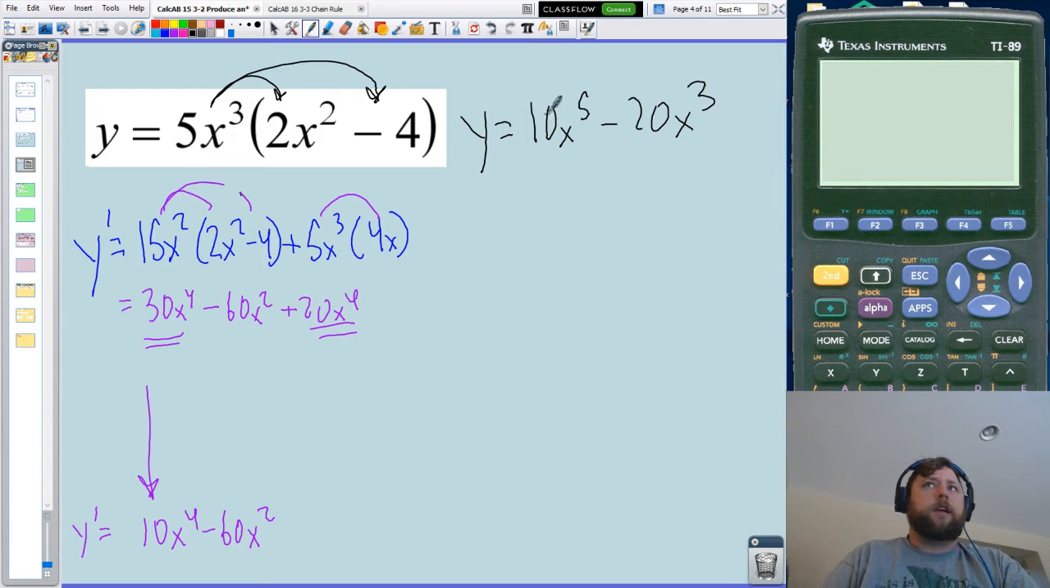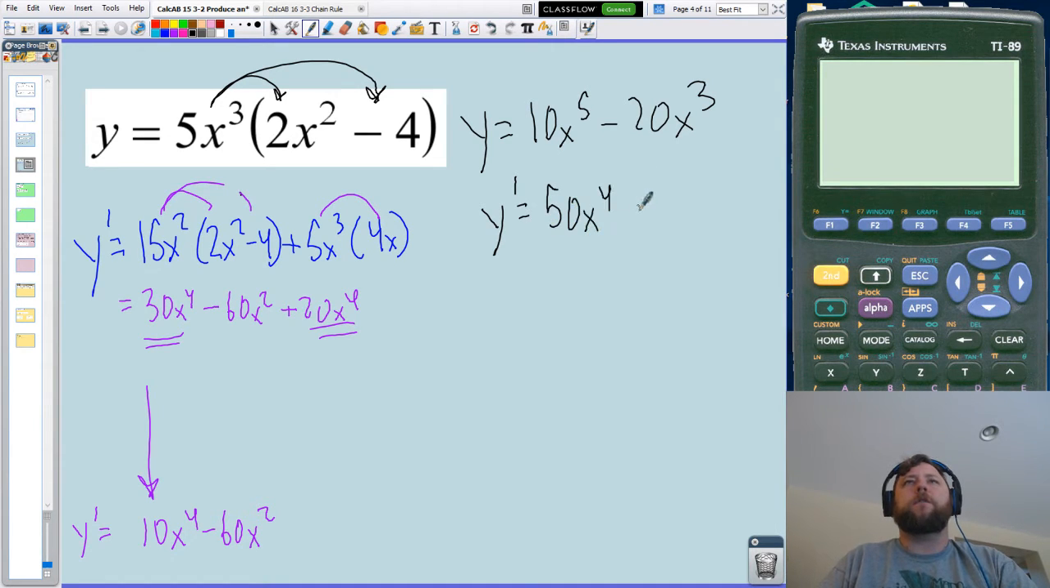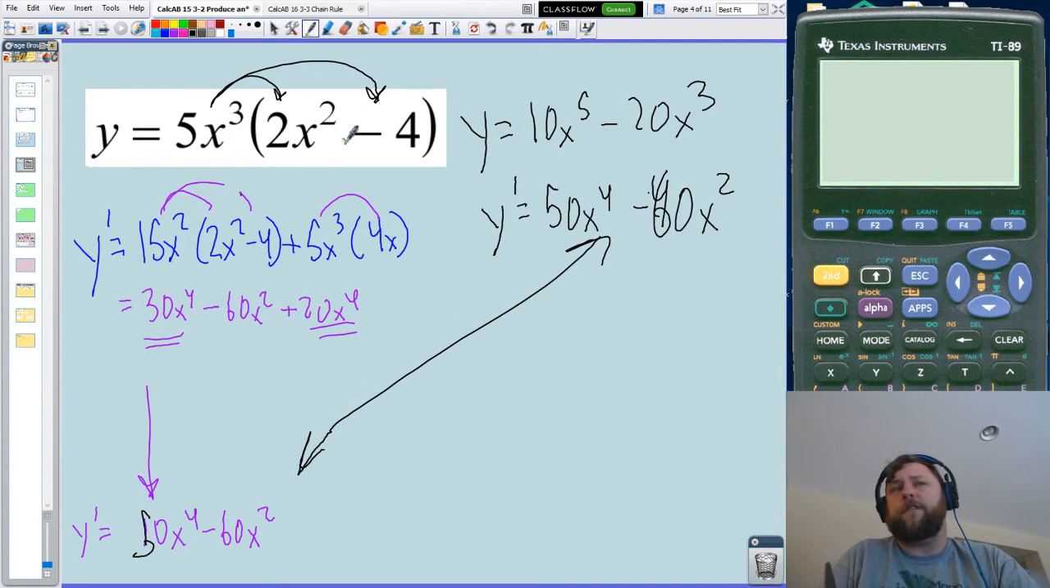All right? And now let's just derive this. So y prime would be 50x to the fourth minus 20, minus, I'm bad at math here, minus 60x squared. Why didn't I get 50? Oh man, I made a mistake. 30 plus 20 is actually 50. My bad. Hey, look, these answers are the same. So I could have just distributed first, or I could have used product rule. Now, there might be some cases where you can't just distribute, but sometimes you can. You don't have to use product rule. You can just distribute first.